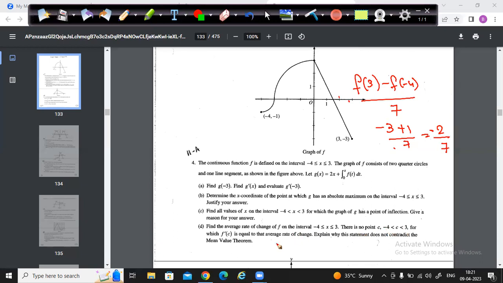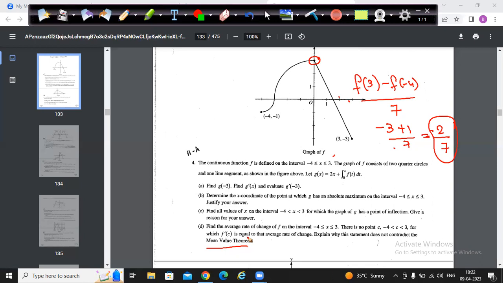They're saying there is no point c. To apply the Mean Value Theorem, the function should be continuous and differentiable. Since the function is not differentiable here, even though it is continuous, we cannot apply the Mean Value Theorem. So that is the reason it is not contradicting the theorem. If the function is continuous and differentiable, definitely there will be a point c such that f'(c) is equal to -2 by 7.